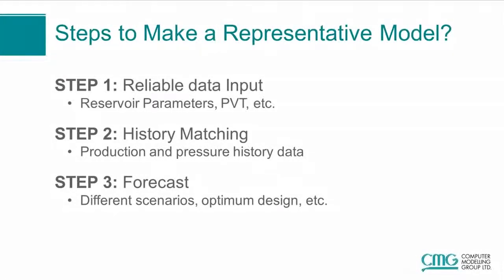Step number 1 is having reliable data input: the reservoir parameters, PVT, and some other information from the reservoir. Then you need to do the history matching, of the production and pressure history data, to calibrate the reservoir model. If you don't have any data from the field, then you need to run sensitivity studies and optimization. The last step is doing forecast, running different scenarios, finding the optimum design for the project. And also at this step, you can update the model based on the new data from the field.